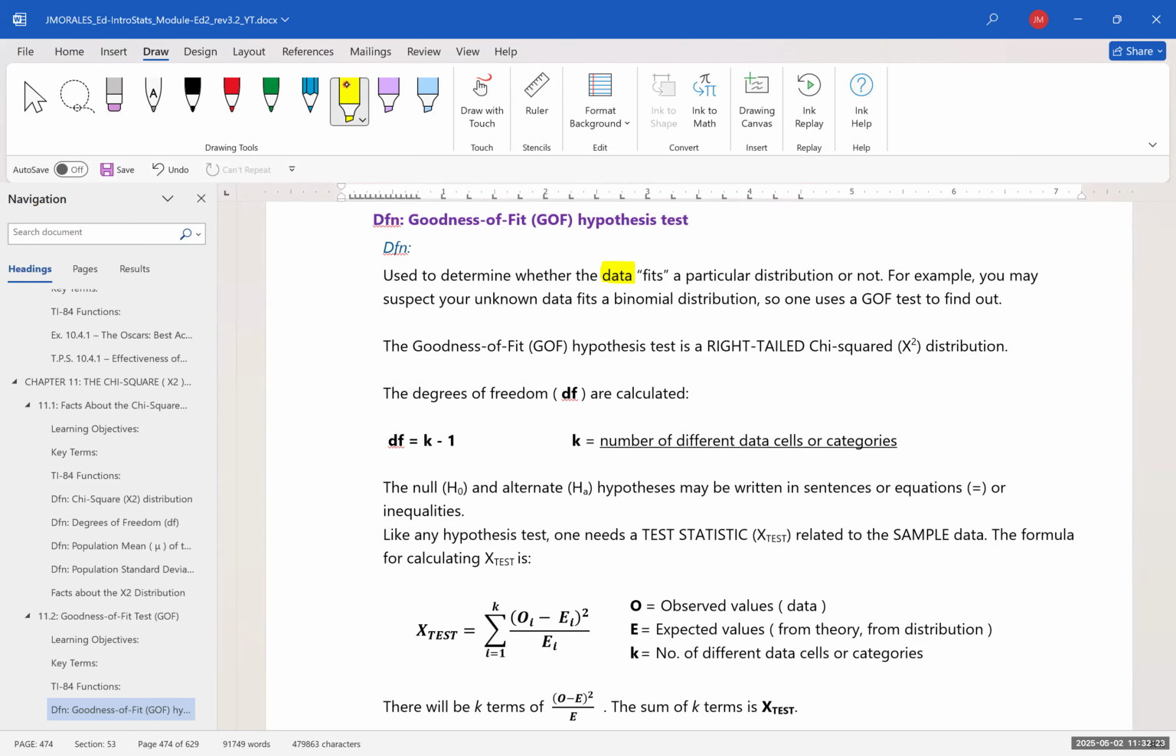For example, you may suspect your unknown data fits a binomial distribution, so one uses a goodness of fit test to find out. The goodness of fit hypothesis test is a right-tailed chi-square distribution test. The degrees of freedom are calculated this way: degrees of freedom is equal to k minus 1, where k is the number of different data cells or categories. So it's a little different than sample size.